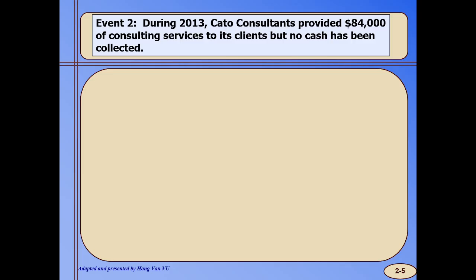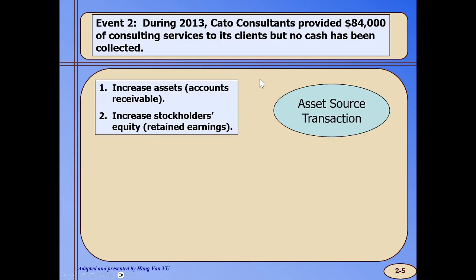So now we look at our second transaction. Event number 2: during 2013, Cato Consultants provided 84,000 of consulting services to clients, but no cash has been collected. This kind of transaction is frequently referred to as providing services on account. So what does it mean? It means that the client pays the company, Cato Consultants, later, right?